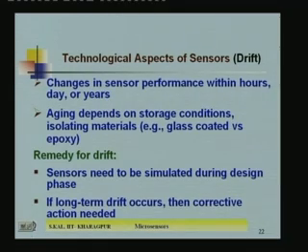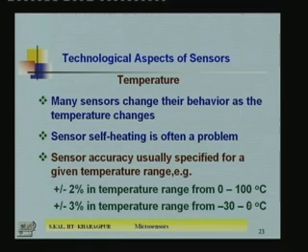And if long term drift occurs, then some corrective action is needed. That means you have to calibrate the sensor from time to time. Okay. So, these are the remedies for drift. Next one is the temperature.